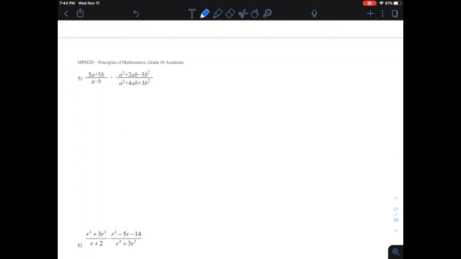So if you look at number 5, you can see that you're going to factor numerators and denominators. So what I encourage you guys to do right now is pause the video, try 5 and 6, and then start it up again when you want to see my answer. Okay, so pause it now, give it a shot, and then come back when you're done.